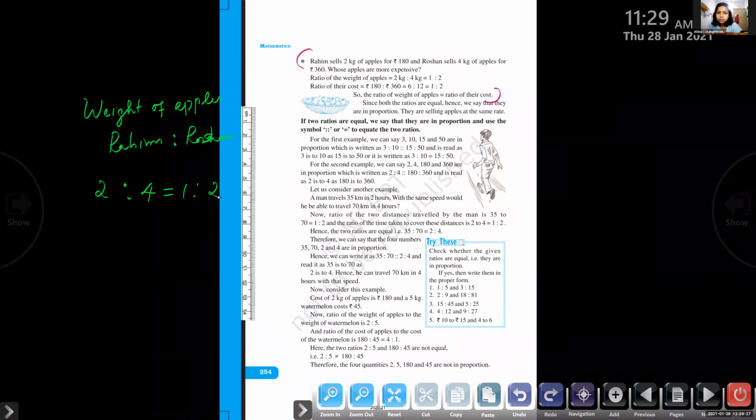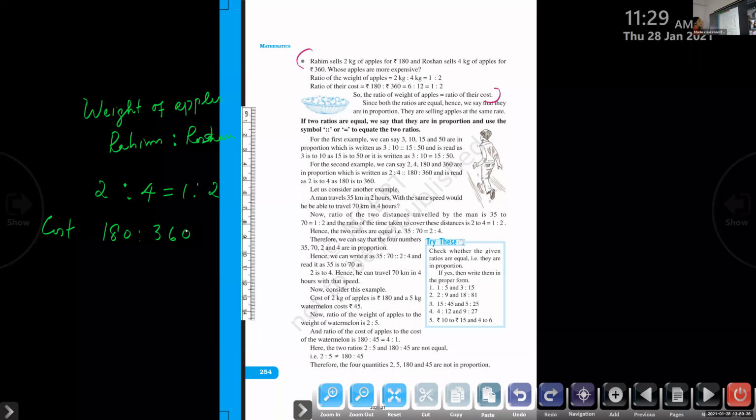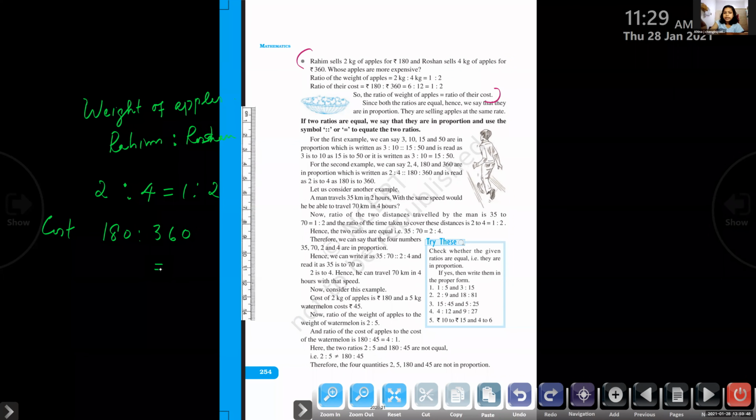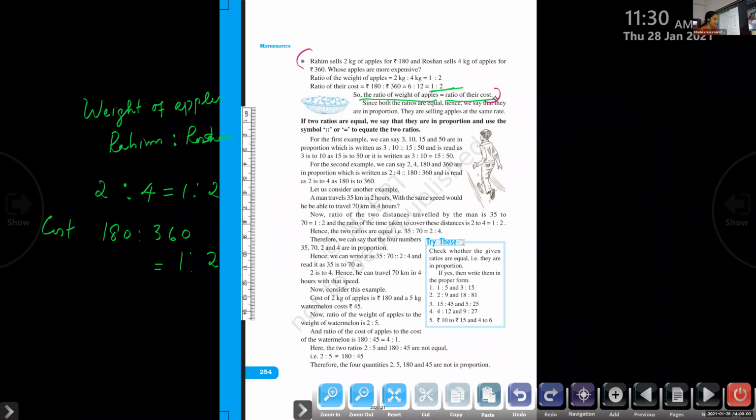Then their cost. The cost is rupees 180 to 360. When you simplify this, what will you get? 6 is to 12, and again when you simplify, 1 is to 2. So both the ratios are the same, right? Yes, ma'am. So the ratio of the weight of apples is equal to the ratio of their cost. Both are correct.